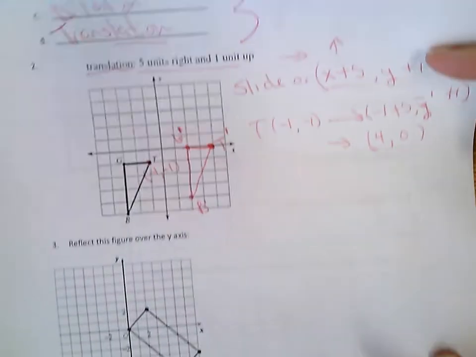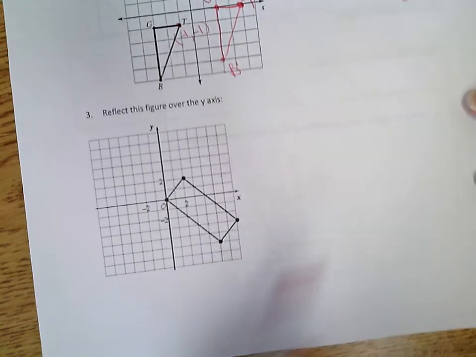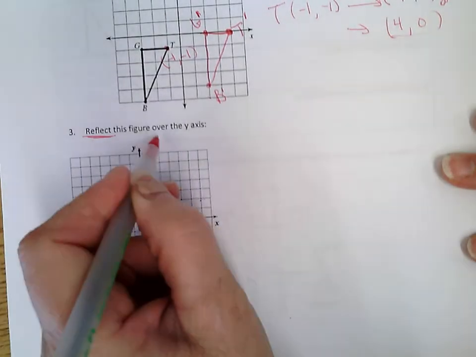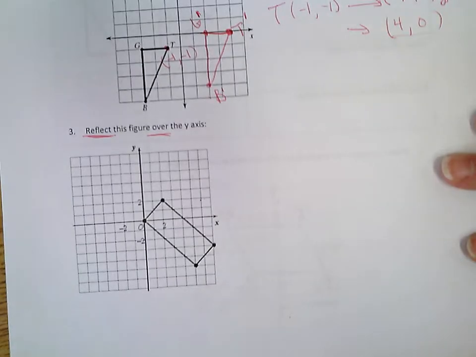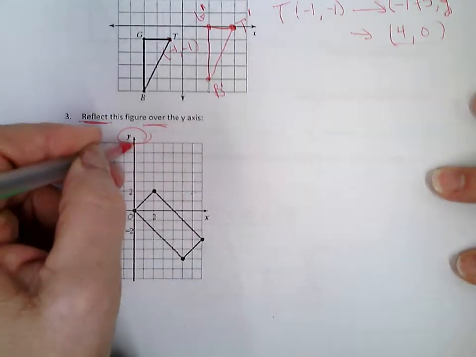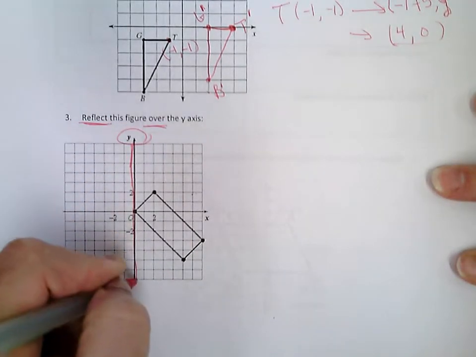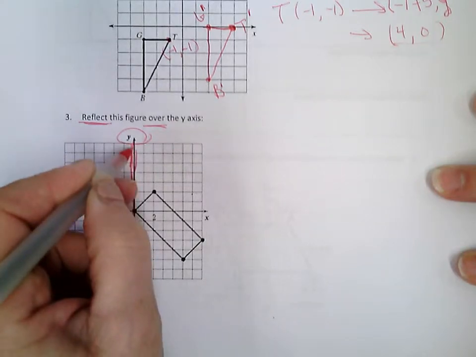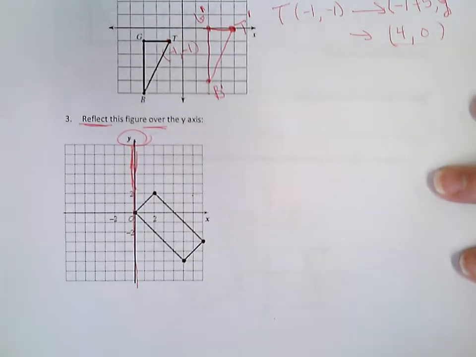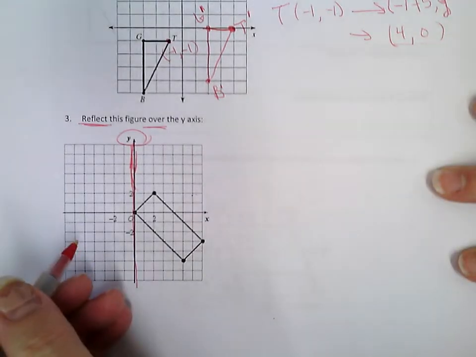When we look at reflection, we're talking about a reflection in a mirror, and we always need to know over what. Where is our quote unquote mirror? Right now it's the y-axis, which is right here. So when we look at the mirror, we always see backwards of what really is. So if someone were to look at me, it would be different than if I were to look at myself in a mirror.